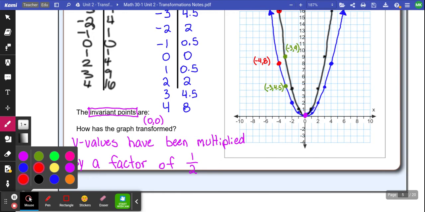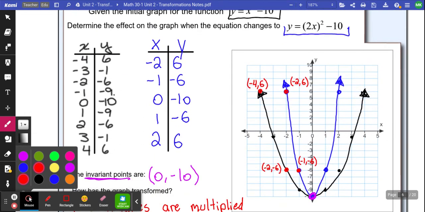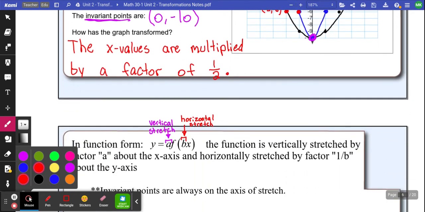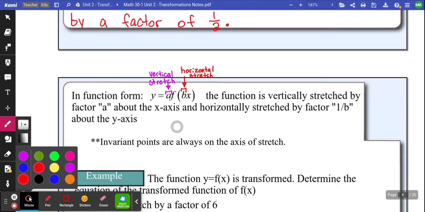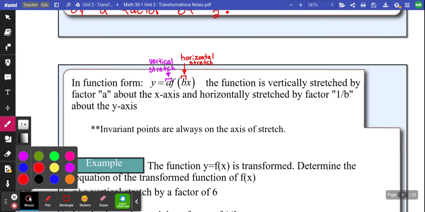When doing stretches, you do have to mention that. And that's where the proper math terminology that I keep talking about comes in. So it says the function is vertically stretched, which is a keyword, by a factor of a. So you'd say what the factor is. And then you have to say about the x-axis. That means you're stretching it away from the x-axis.